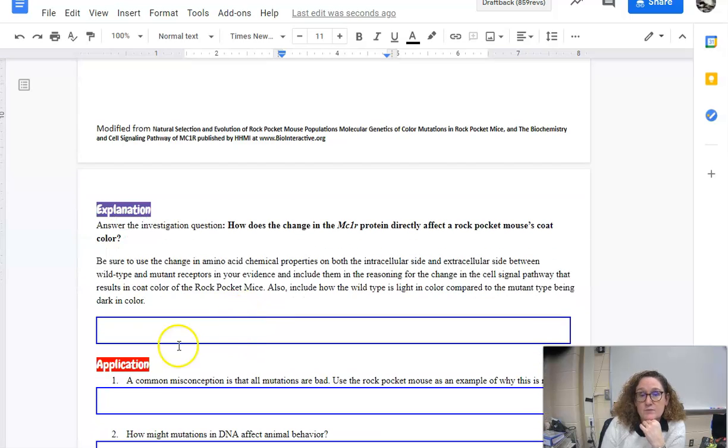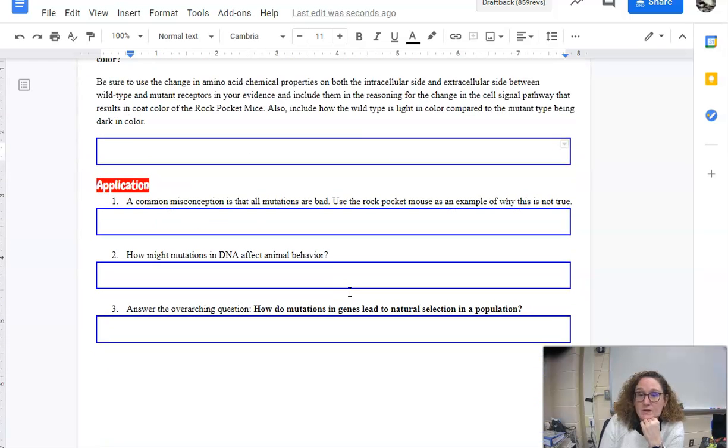then you'll use all that information together to talk about how the change in the MC1R protein affects their coat. Why is it when they have the mutated protein that they have a darker coat color versus a lighter coat color, in regard to what's happening with the amino acid changes, okay? And then there's a couple of application questions to answer there too.